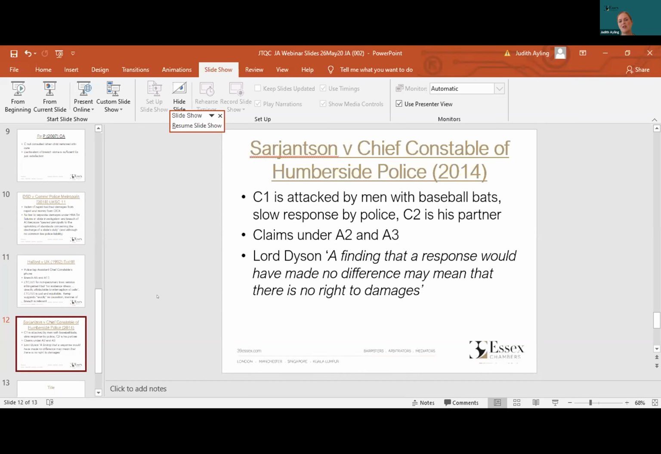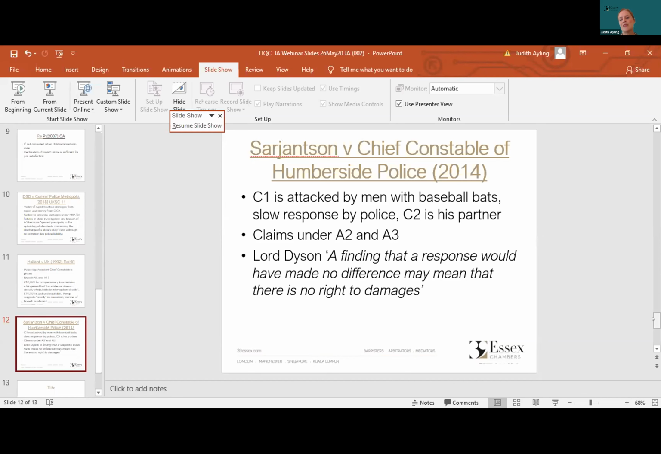He was being asked to make a decision at the preliminary issue stage, but a finding that a response would have made no difference may mean that there is no right to damages. So in causation terms, if you can't establish that if the police had done what they should have done, they would have managed to prevent you being attacked, you may get a declaration that there's been a breach, but you will get no right to damages. So important for both claimants and defendants to be aware of that.